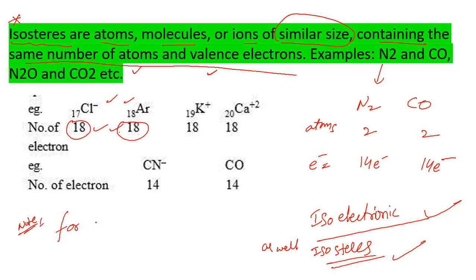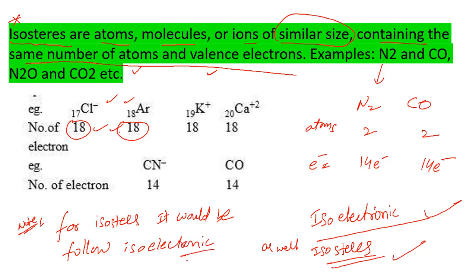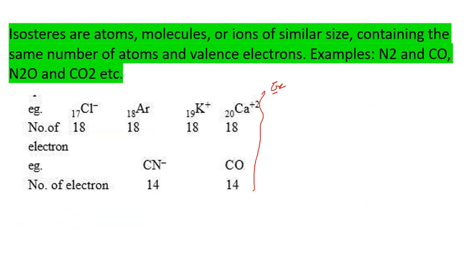for isosters it must follow isoelectronic. Okay, isoelectronic is compulsory. See one example here, isoelectronic but not isosters.